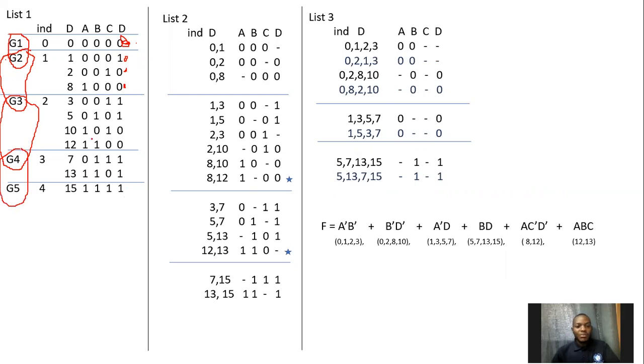So let's start combining. When we start combining, we'll be looking at the differences. So we have 0, 0, 0, 0, and here we have 0, 0, 0, 1. So 1 and 0 are only differing in one position, which is here.